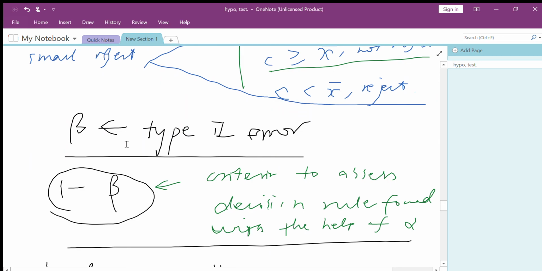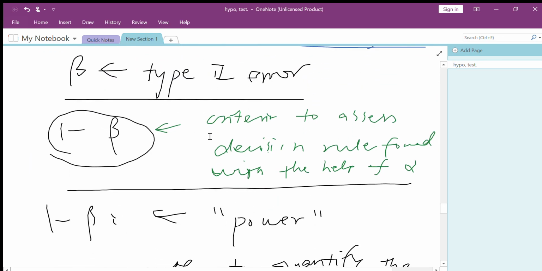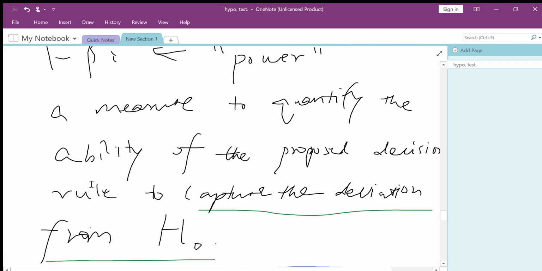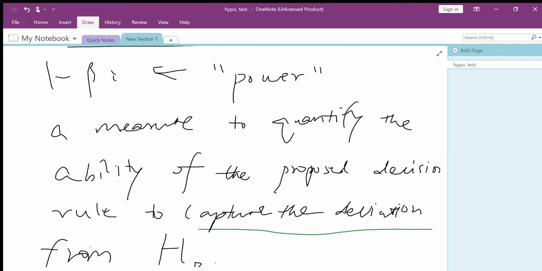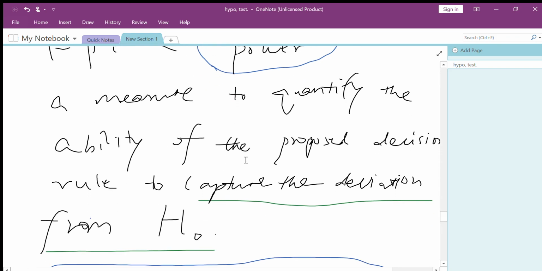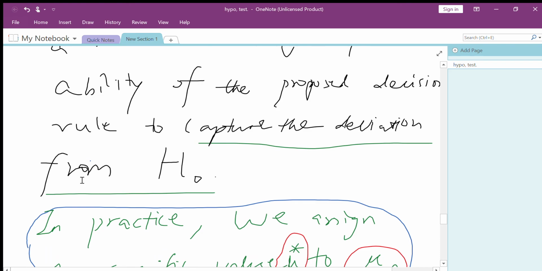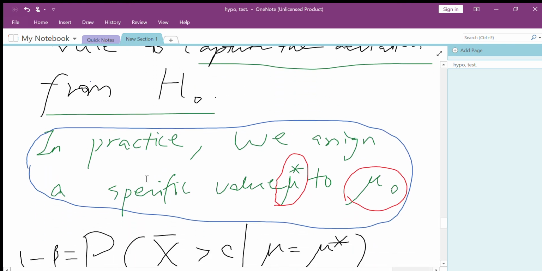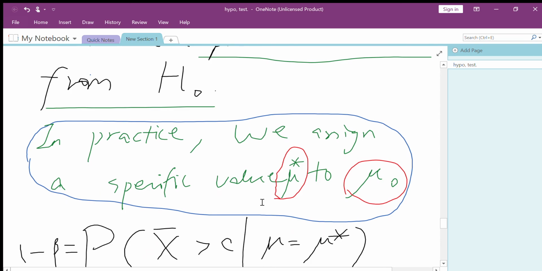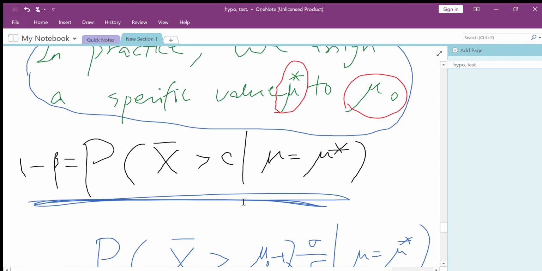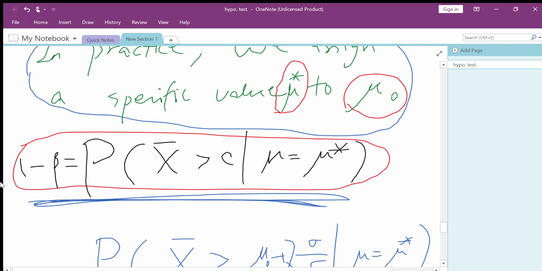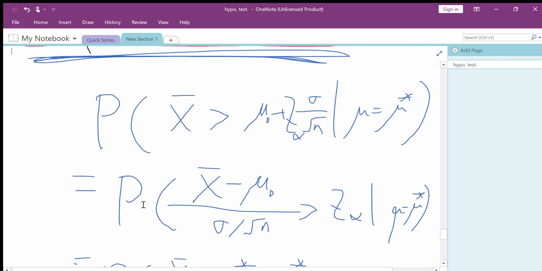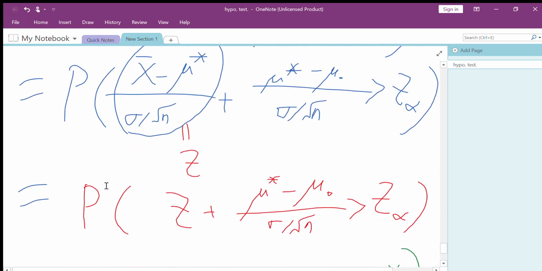So what is the usefulness of beta? Beta is the criterion to assess the decision rule found with the help of alpha. 1 minus beta has a terminology, which is power. Power is a measure to quantify the ability of the proposed decision rule to capture the deviation from H null. To capture the deviation from H null, in practice, we assign a specific value mu star to mu null. This is the formula to calculate power in this case. And we show how to do this step by step.